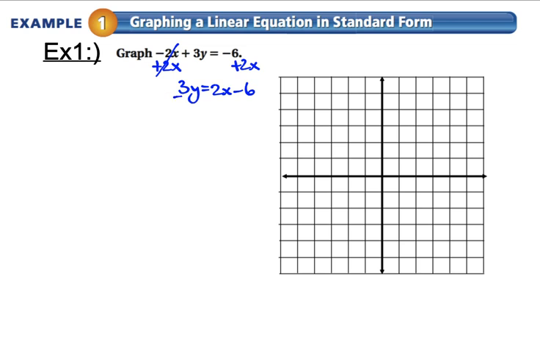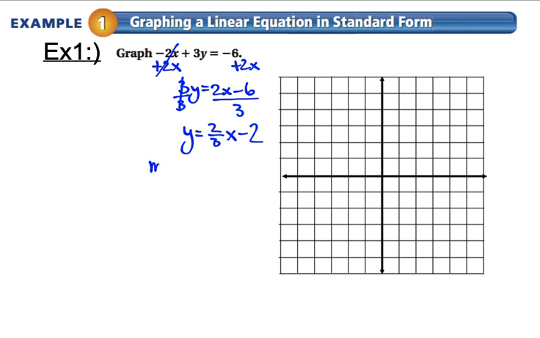Then, to get the y by itself, we have to divide by 3. Remember, when you divide, you have to divide everything. So everything gets divided by 3. 2 divided by 3 is 2/3. And negative 6 divided by 3 is negative 2. So now it's solved for y.